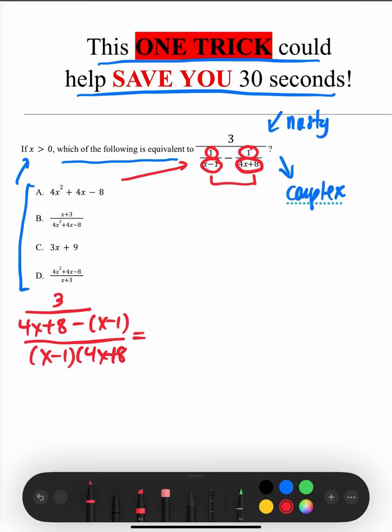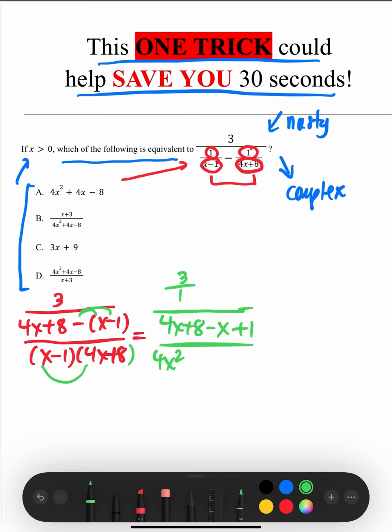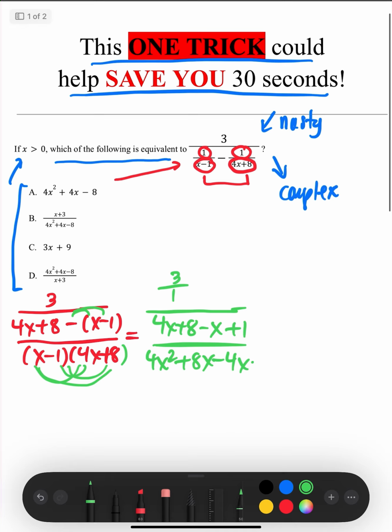Now, at this point, I'm going to simplify as much as I can. However, I'm going to write the 3 as 3 over 1, and I'll explain why in a bit. I'm going to rewrite the 4x plus 8, but I'm going to distribute the negative as negative x, and this is a positive 1. And now I'm going to distribute and multiply these out. So 4x times x is 4x squared, x times 8 is 8x, negative 1 times 4x is negative 4x, negative 1 times 8 is negative 8, and here I'm going to simplify as much as I can.